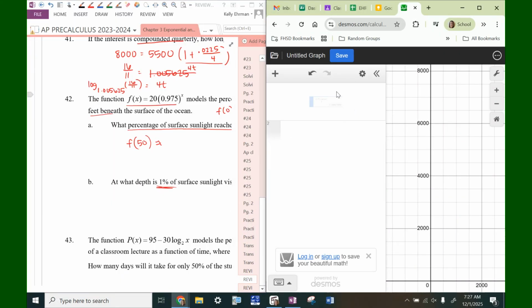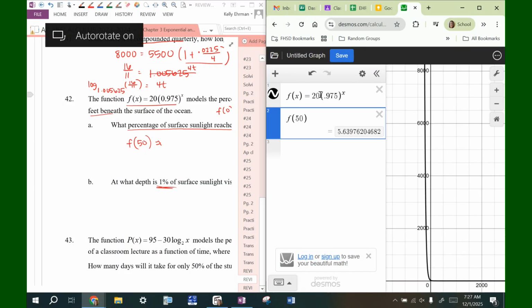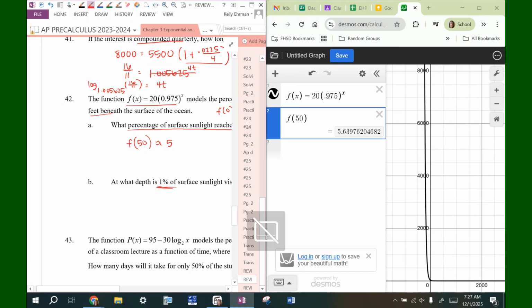I always have to clear, just like when I had a graphing calculator, I liked to clear all of my lines before I started a new one. Here's our model. Here's f of 50. You could also just type in 50 in the exponent up there. Let's round to 3 places. 5.639 will round up to 5.640. And again, that's a percent of surface sunlight that's reaching through.